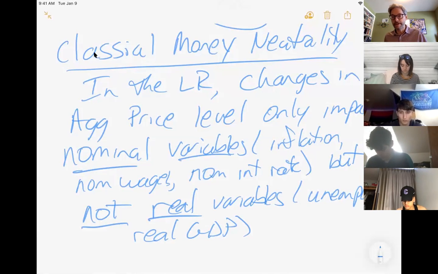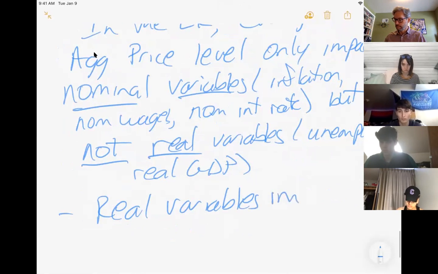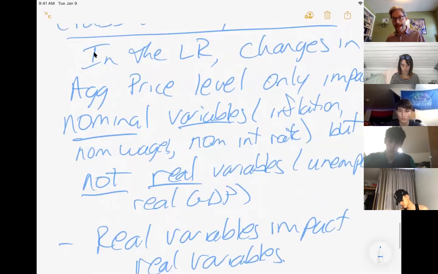What impacts real variables? Real variables impact real variables. So for instance, the amount of capital, the amount of human capital, the amount of technology we have, that matters to real GDP in the long run. The price level doesn't, because it's a nominal variable.